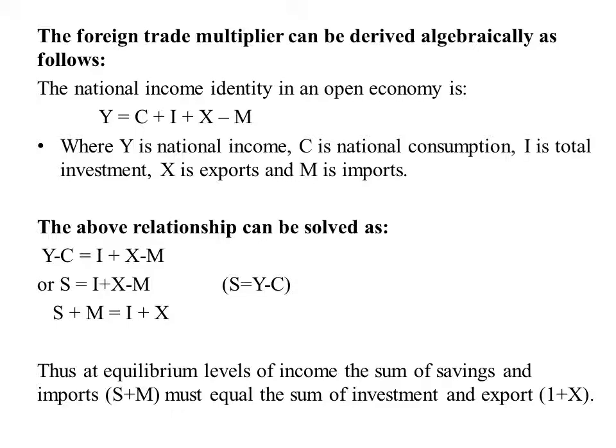What is Y - C? That is income minus consumption, which equals saving. So instead of Y - C, we can write it as S. So S = I + X - M. Saving equals investment plus export minus import. That is net export.